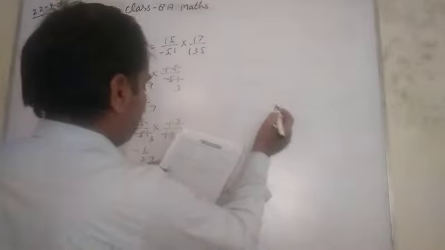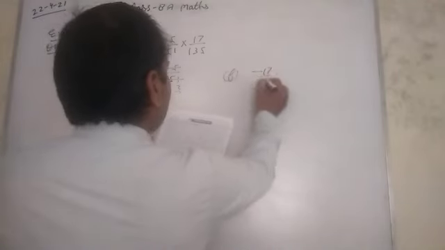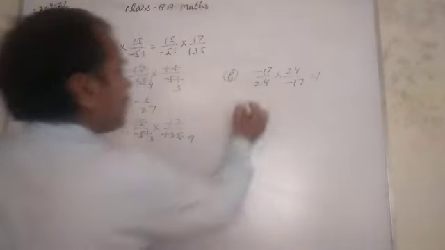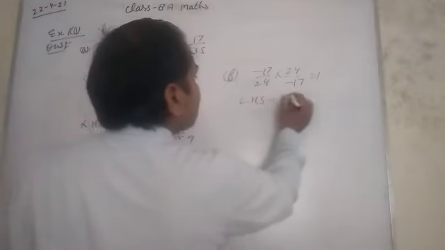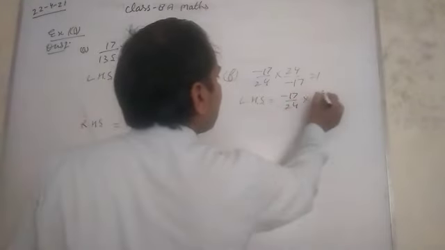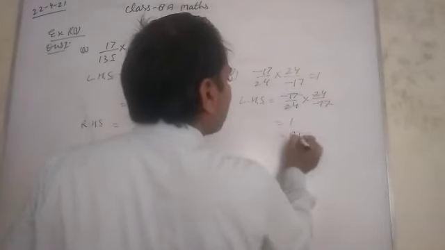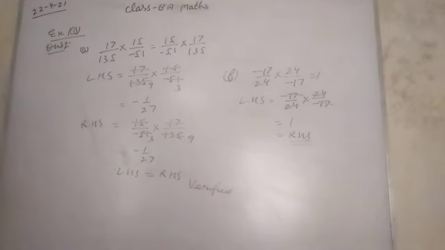You see part F. Minus 17 upon 24 into 24 upon minus 17 is equal to 1. So take LHS, and which property is this? Reciprocal. So LHS, simplify, coming 1, and this is equal to RHS. So verified. Clear? So the remaining part of this question you can also try yourself.